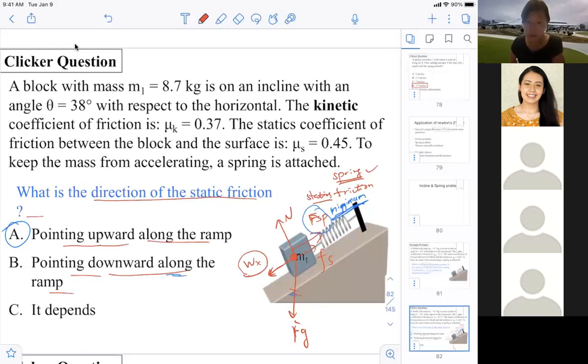Okay. So then Wx would be, if I'm not mistaken, mg sine theta. That's from the geometry of this, right? Remember, we did the angle here. Oh, okay. I got you.